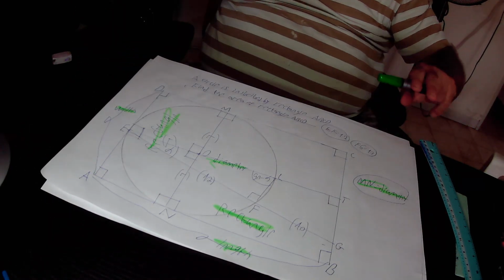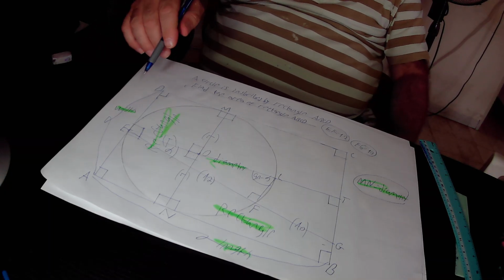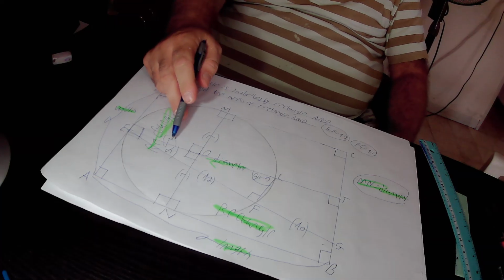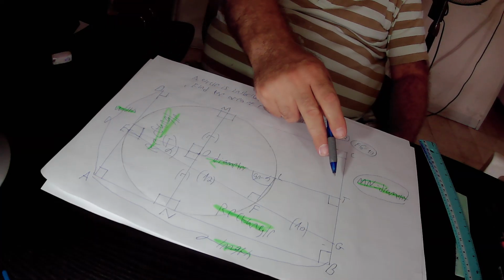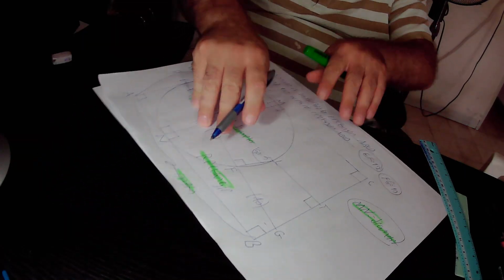In the next step, we'll focus on the big right triangle ETG. On the big right triangle ETG, this angle equals alpha, this angle equals 90 degrees, therefore this third missing angle must be equal to 90 degrees minus alpha.